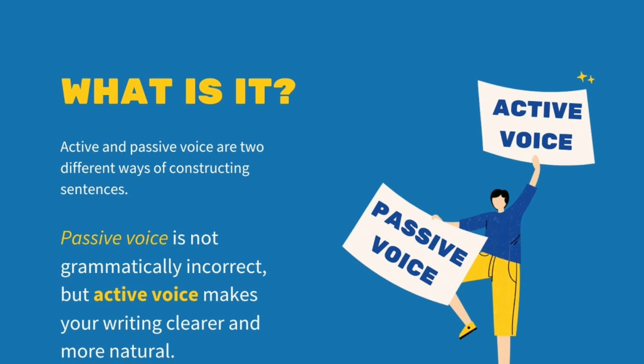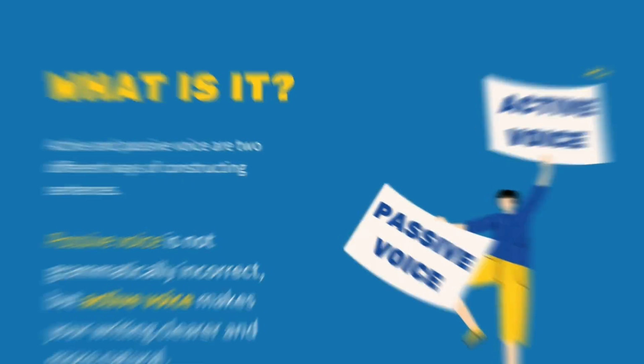When you use the active voice, it makes your speaking be in the correct order of a complete sentence. Remember that a complete sentence must have a subject, a verb, and an object, like I said earlier. So the active voice makes your writing clearer and more natural to the listener.